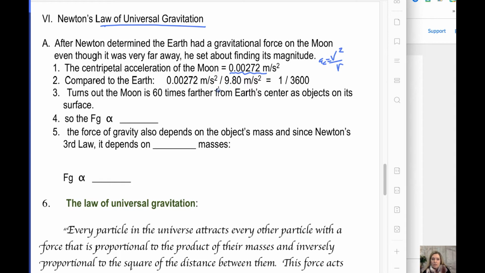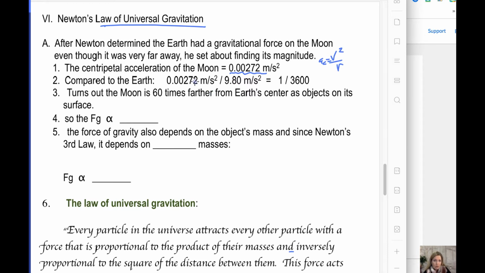And then he wanted to compare that. Well, that's an acceleration, and we know objects on Earth accelerate at this. So he did a comparison. He took that tiny number. And again, why is it so tiny? Because it takes almost a month for the moon to go once around, to only do one circle. So its acceleration is quite low, even though it's traveling quite fast. Just like the Earth around the sun, which takes an entire year to go one circle.